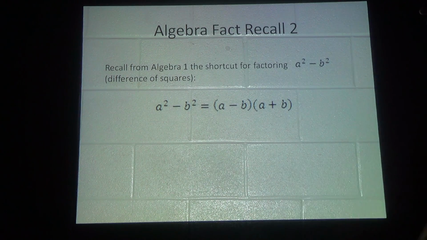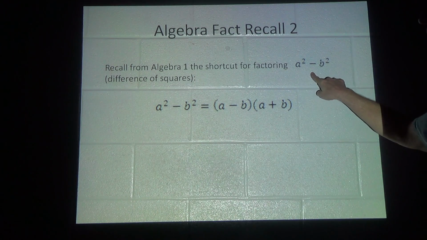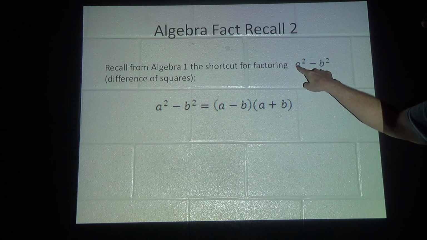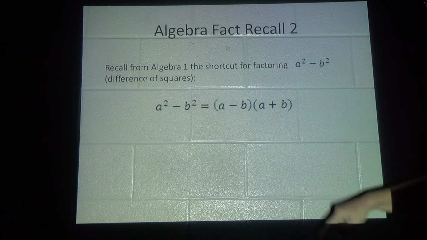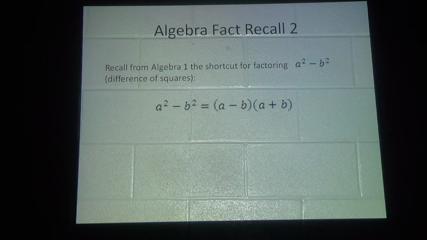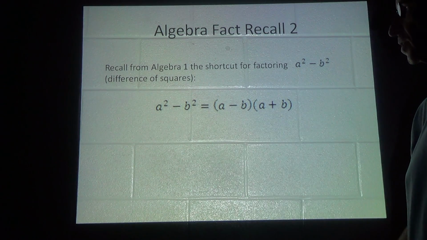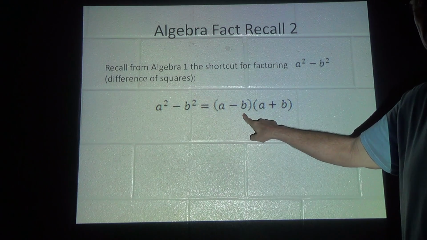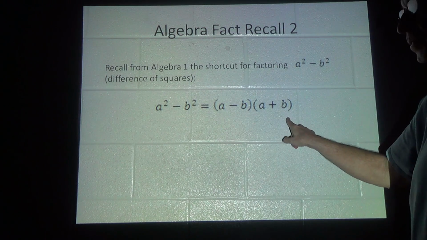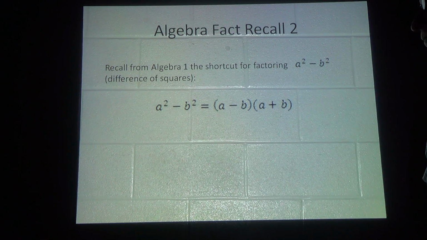Okay, the second algebra fact that we need to recall is simply this. This is called the difference of two squares because it's simply a squared minus b squared, which means you're subtracting one square from the other. That's what the difference is talking about. So in this case we have a squared minus b squared is our template, which should give us (a minus b) times (a plus b).